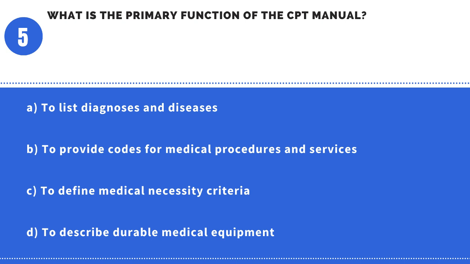Question 5. What is the primary function of the CPT manual? A. To list diagnoses and diseases. B. To provide codes for medical procedures and services. C. To define medical necessity criteria. D. To describe durable medical equipment.